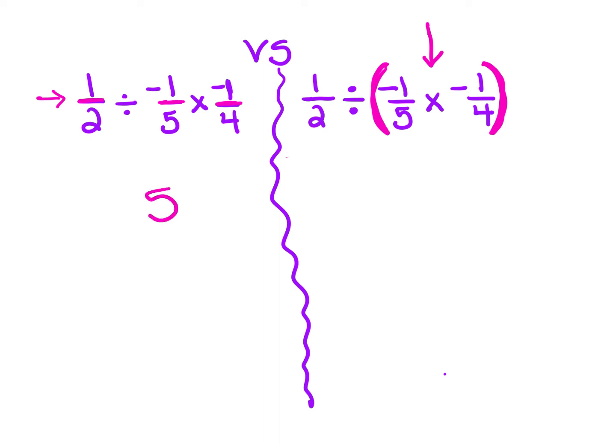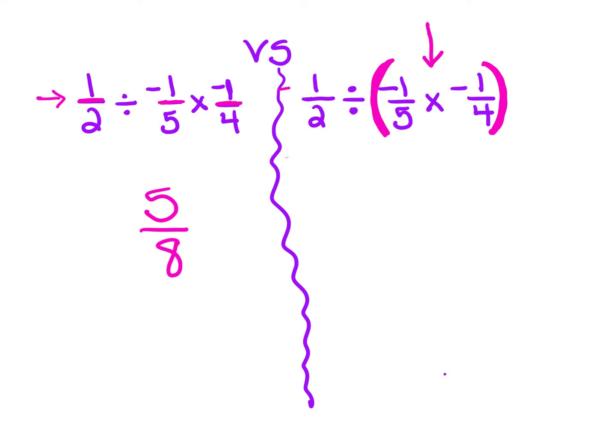You should have gotten 5/8. Now we're going to do the problem again, but this time we're going to use the parentheses to group around multiplication. Let's begin.